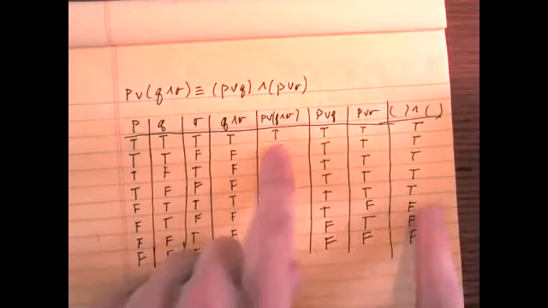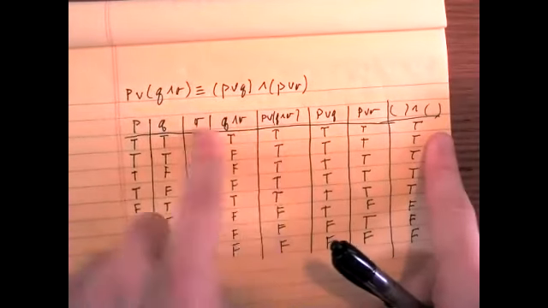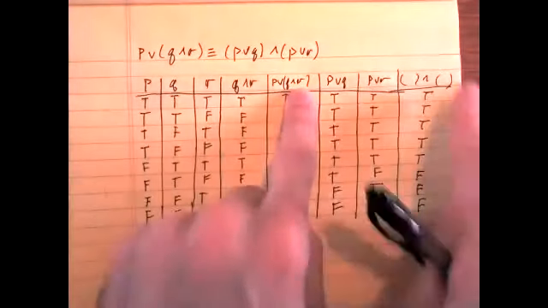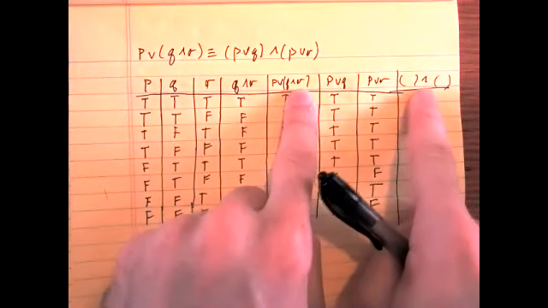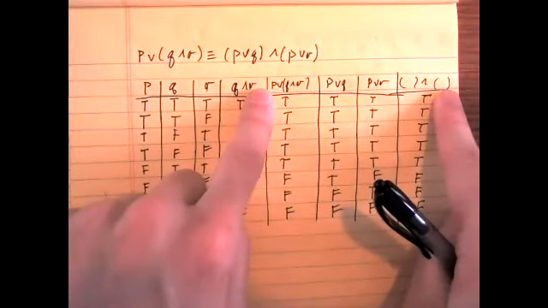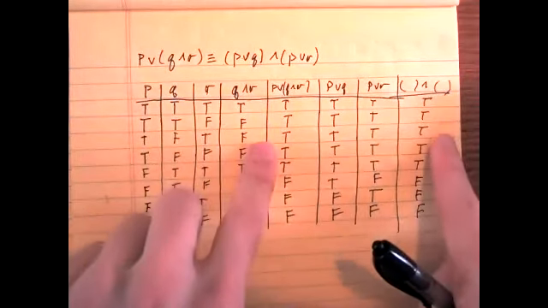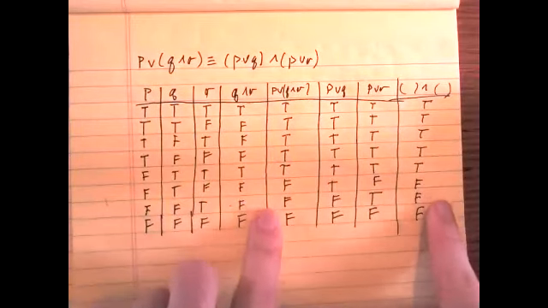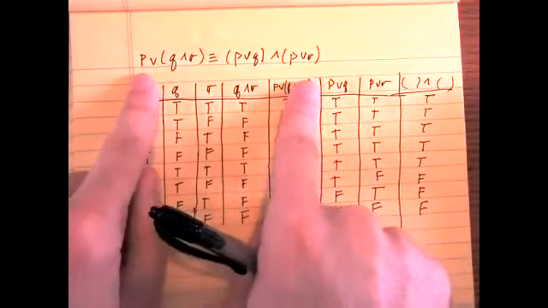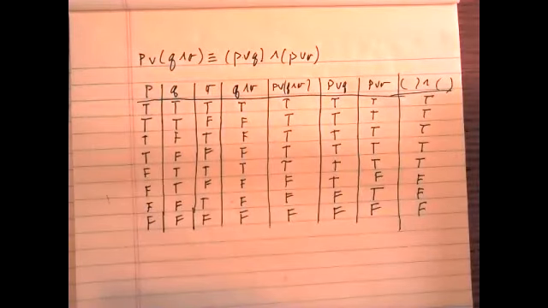And now I can check. Is it the case that P or (Q and R) is equivalent to (P or Q) and (P or R)? And I just check these lines of the truth table. And since they return the same truth value in every case, I conclude that these propositions are logically equivalent. Any question here?